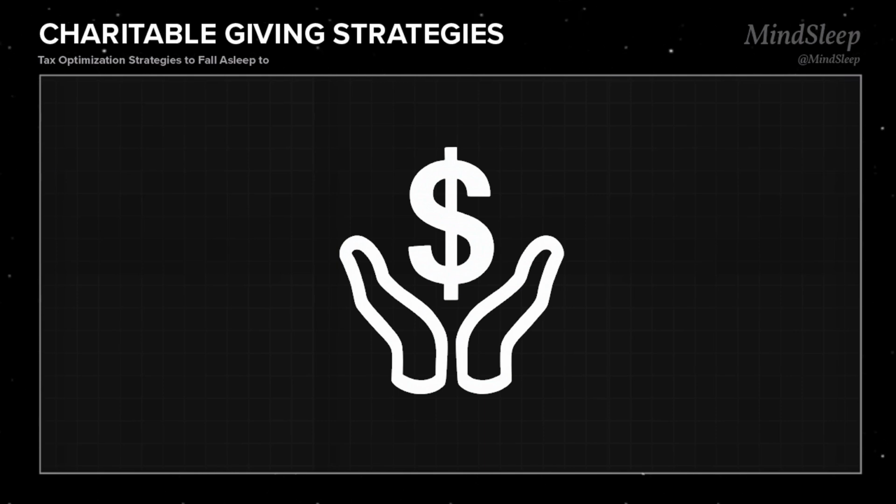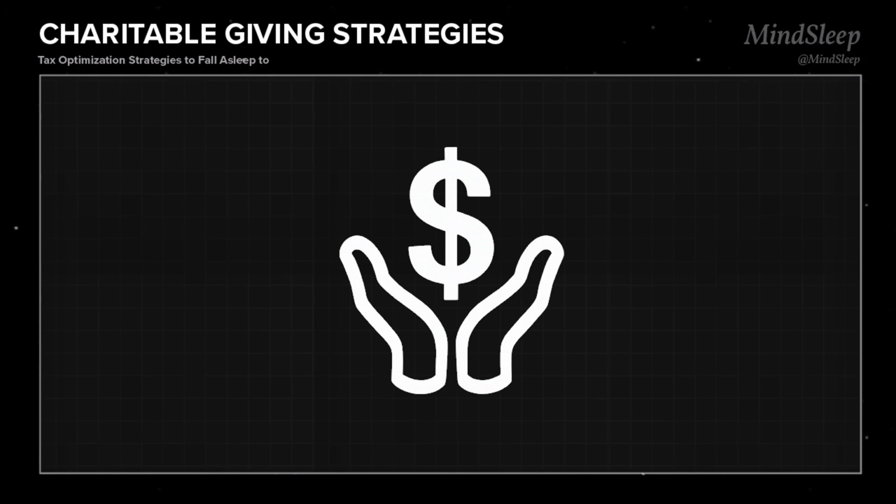As we conclude our exploration of charitable giving strategies, we're left with a profound appreciation for the interplay between personal generosity, financial planning, and tax optimization. These strategies offer a unique opportunity to align our fiscal goals with our values, creating a ripple effect of positive impact that extends far beyond our individual tax returns.